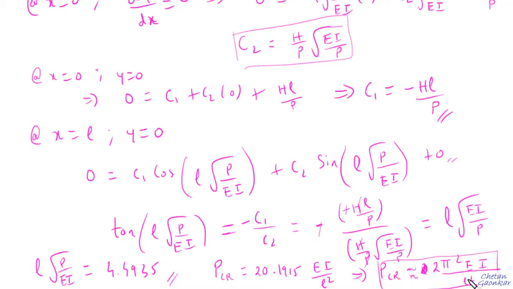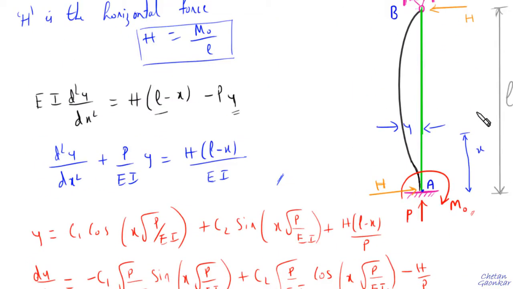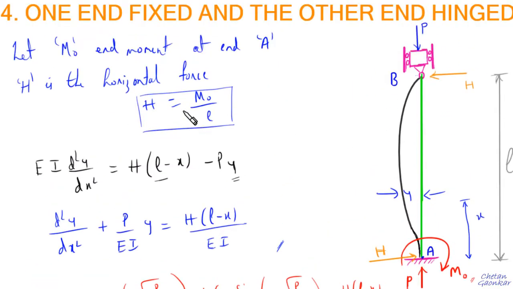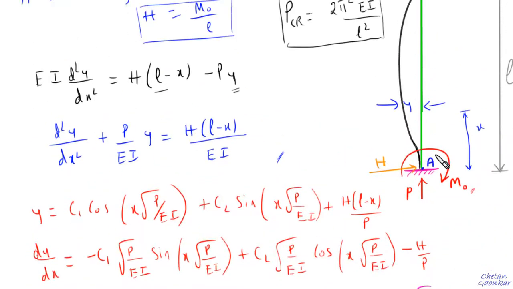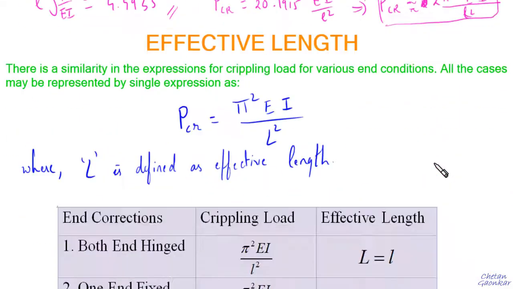Okay, so this is how we find the critical load for a column which is fixed at one end and hinged at one end. So let me write that formula again here. The critical load formula, when this column is fixed at one end and hinged at one end, will be approximately equal to 2 times pi square EI divided by L square. All right. So we have found Euler's critical load formula for all the 4 different cases of these columns. Just to summarize whatever we have done by a term called effective length.